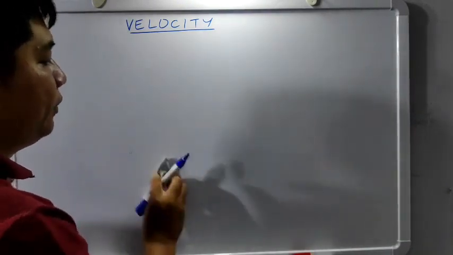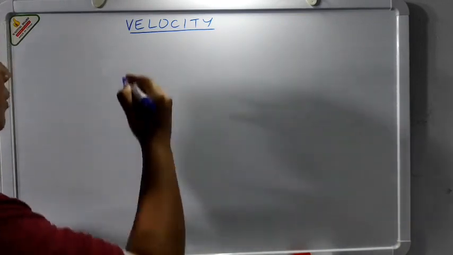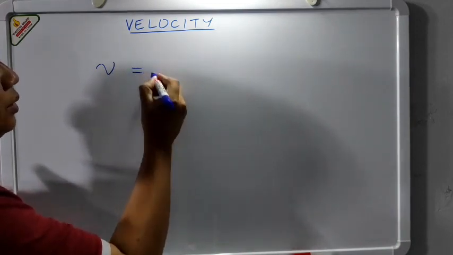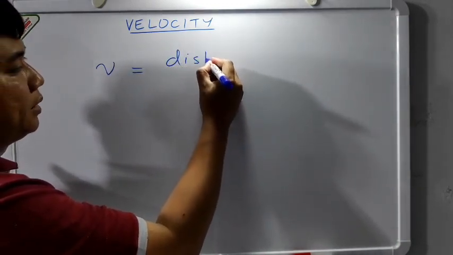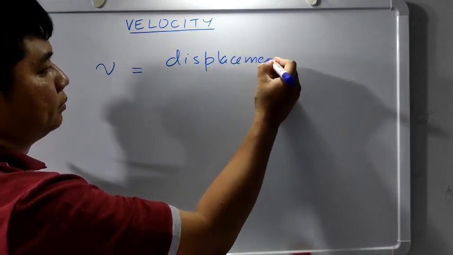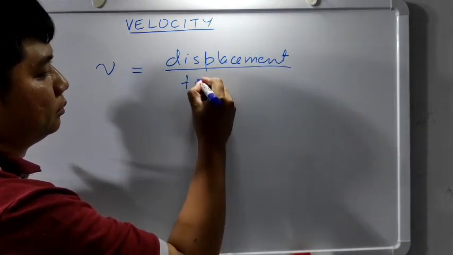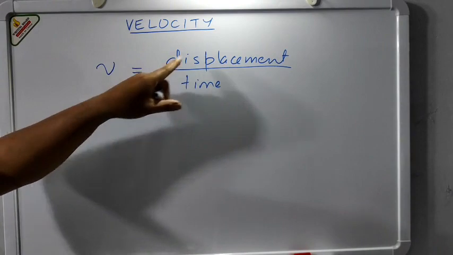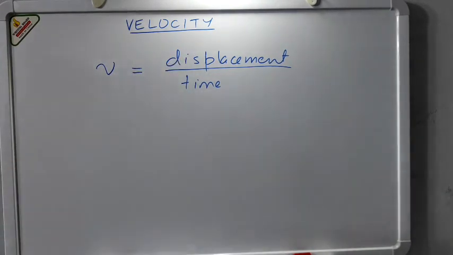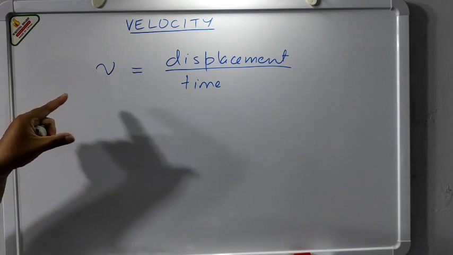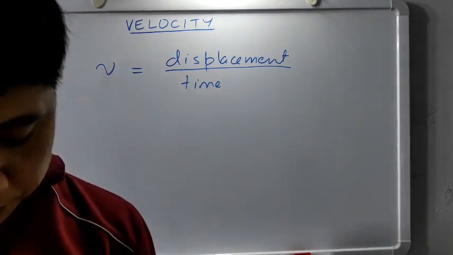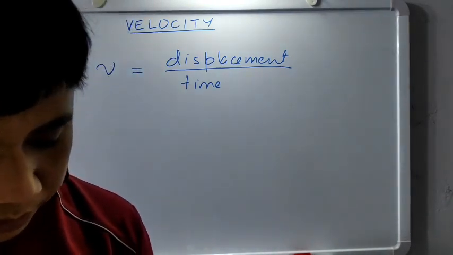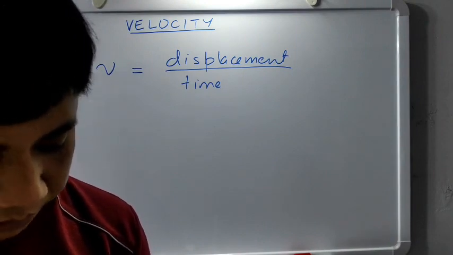So the definition of velocity is: it is denoted by V, and it is equal to displacement divided by time taken. The rate at which the displacement changes, the time rate of change of displacement, or the speed of a body in a particular direction. Velocity is also defined as the distance covered by a body per unit time in a given direction.